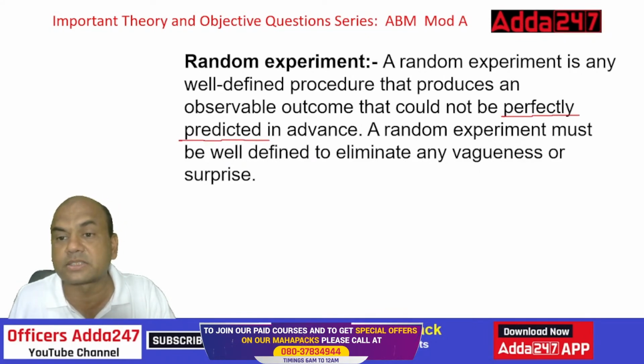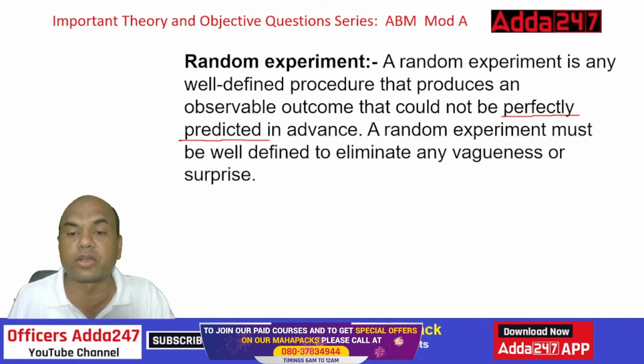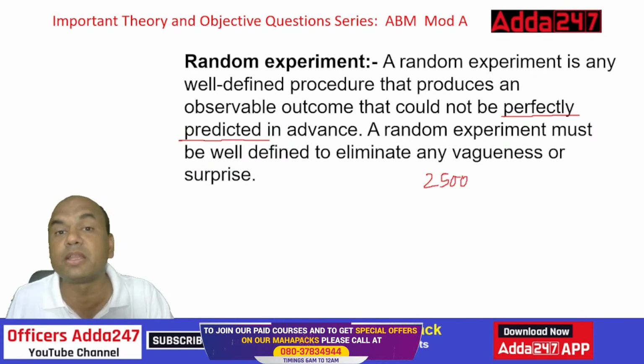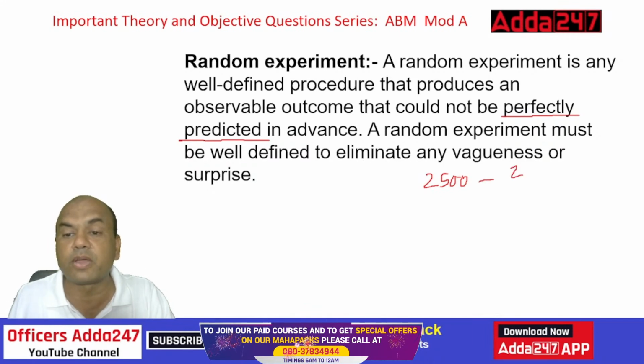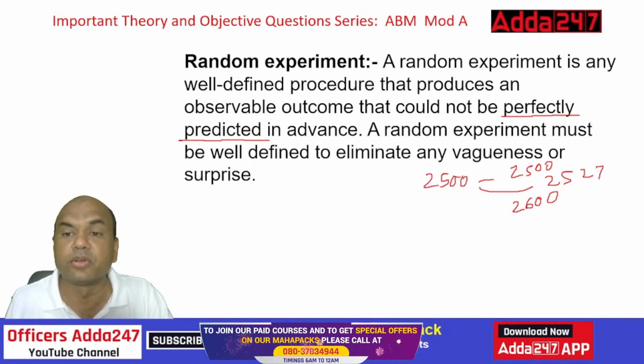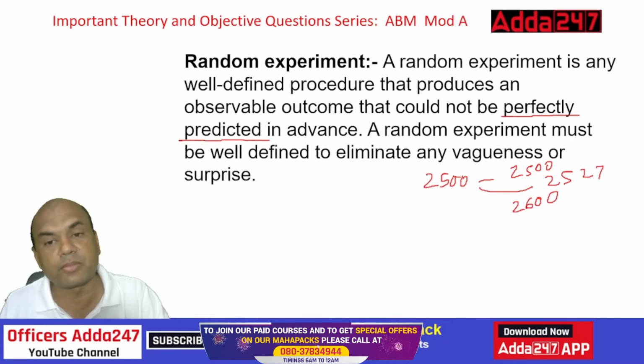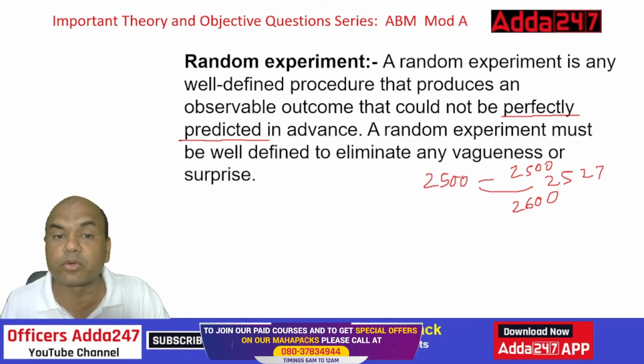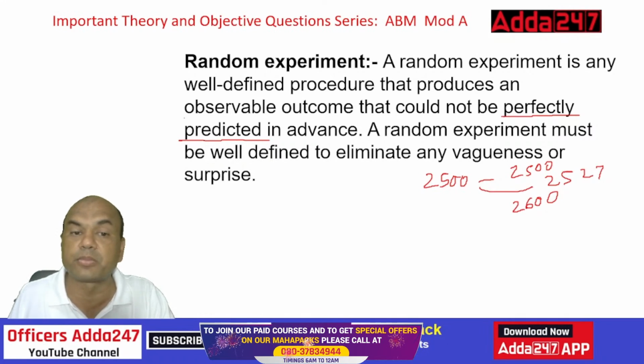I can predict some outcome of this. Suppose if I know that today the Reliance share is at 2500 and it is going up. So I can definitely predict that tomorrow it will be in the range of 2500 to 2600. Roughly I can tell you that much. But I can't be perfectly sure that it will be 2527 tomorrow. I can't be sure about this. So, a random experiment is any well-defined procedure that produces an observable outcome. Observable means I should be able to observe it. I should be able to study from it.